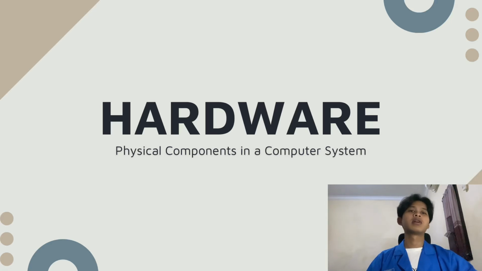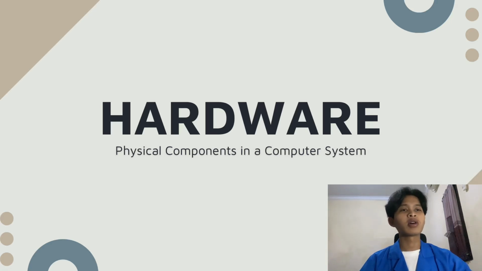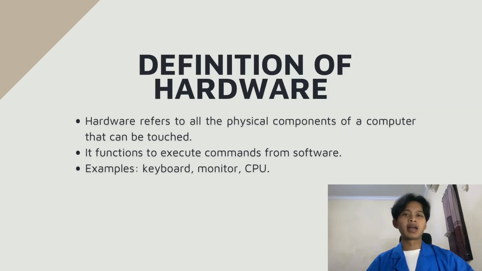Hello everyone. Today I will be presenting a topic titled hardware, which focuses on the physical components that make up a computer system. Let's start with the definition. Hardware refers to all the physical parts of a computer that you can touch and see. These components work together to carry out instructions from software and allow the system to function properly. Some basic examples include the keyboard, monitor, and CPU.